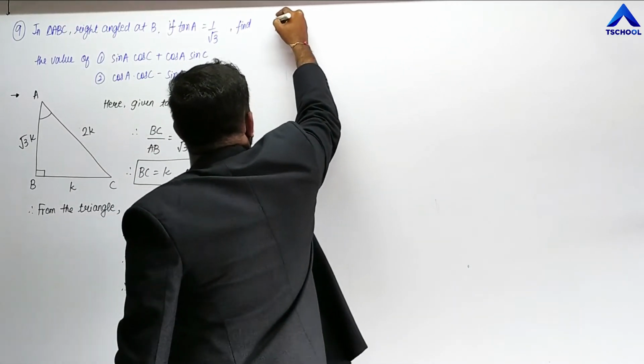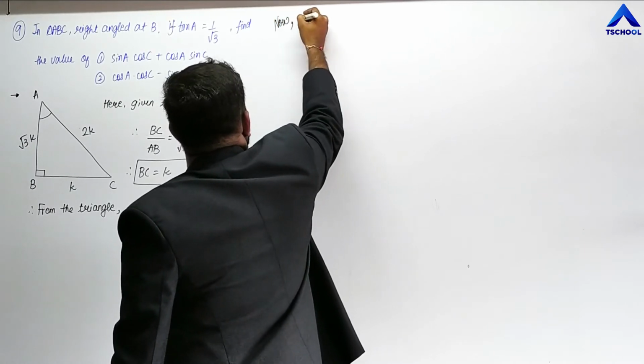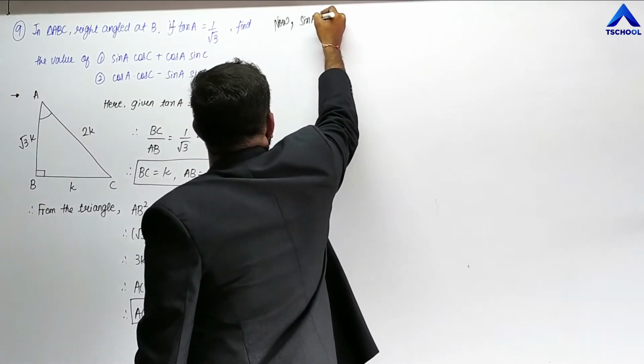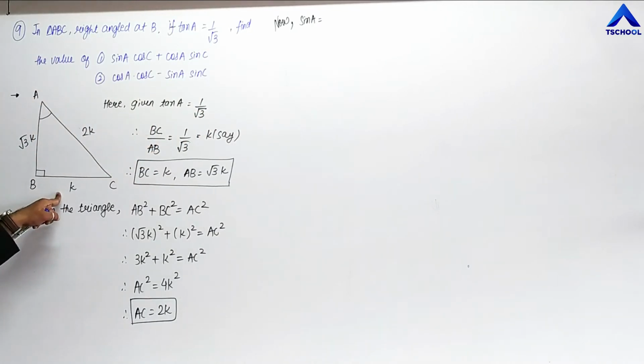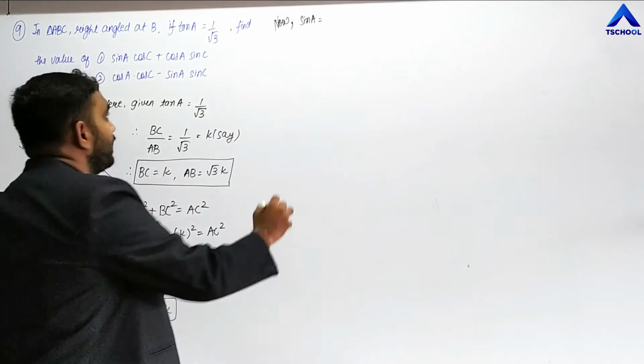Now, let us find out sin A. So sin A, friends, that will be side opposite to angle A upon hypotenuse.